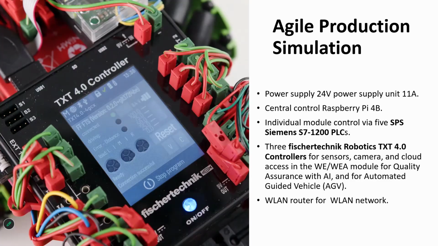Additionally, the model includes three fischertechnik TXT 4.0 controllers, which are used to control the sensors and the camera, as well as to facilitate cloud access in the WEWA module for quality assurance AI, and as well as for the automated guided vehicle. There's also a WLAN router for the WLAN network.